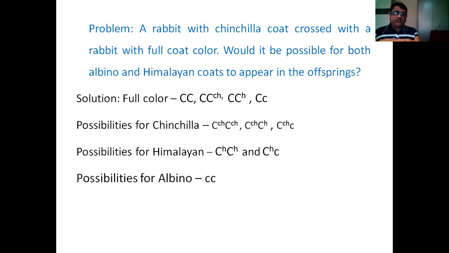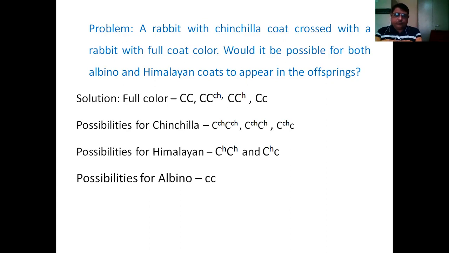So the first problem we will discuss: in a rabbit with chinchilla coat, when it is crossed with a rabbit with full color coat, would it be possible for both albino and Himalaya coats to appear in the offspring? Here we know that the parents have chinchilla coat color and full coat color, and the question is whether it is possible that the phenotypes albino and Himalaya will appear in the offspring.